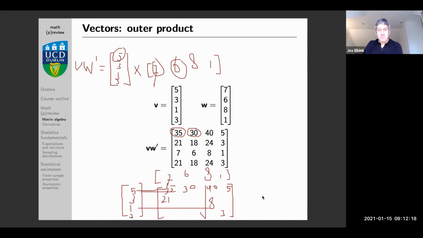Okay? So the outer product is a column vector times a row vector, and they again do not have to have the same length. In this case, they can have different lengths. And the result is a large matrix where the number of rows is identical to the number of elements in the first vector, and the number of columns is identical to the number of elements in the second vector. And the cells are the multiplications of each of these elements.